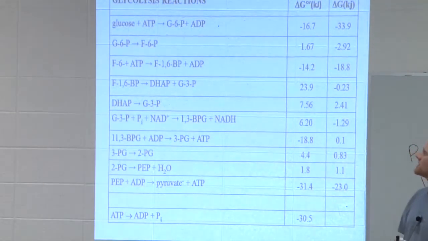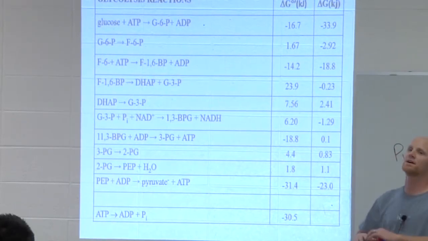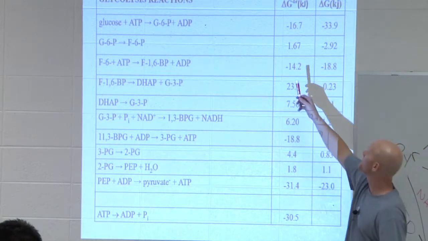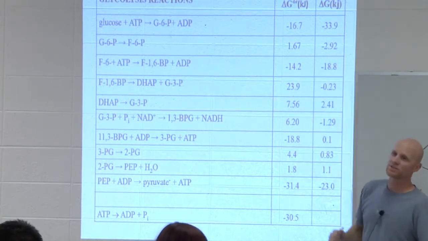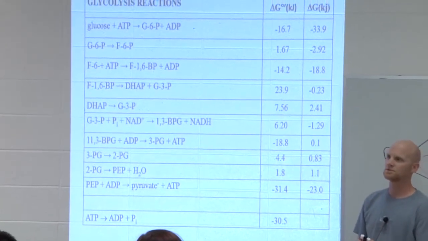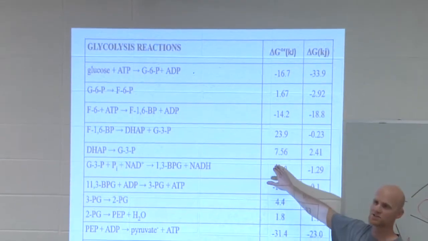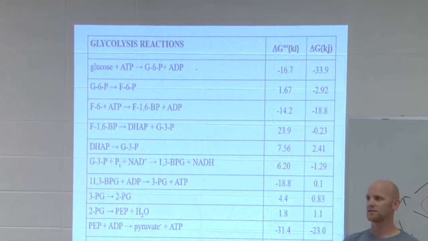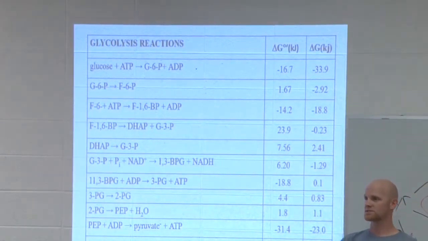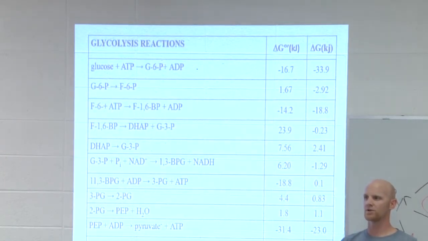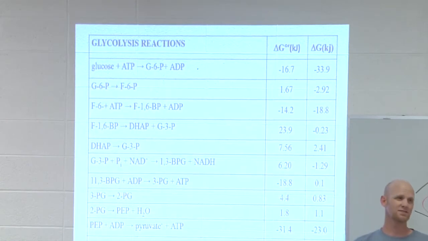So if you look at your glycolysis reactions for a minute and just take a big fat overview. What's the difference between delta G naught prime and just plain old delta G? One's biochemical conditions. What are those biochemical conditions? pH of 7, 37 degrees Celsius, and all reactant and product concentrations are present at 1 molar concentrations.